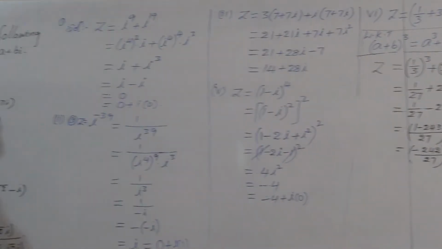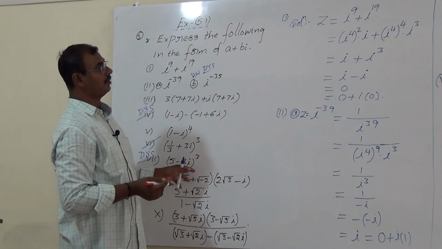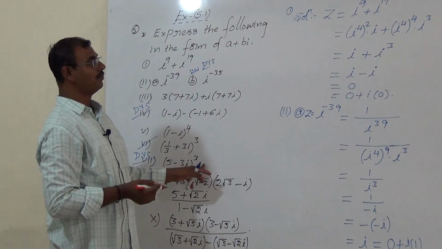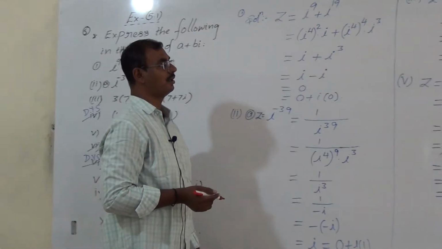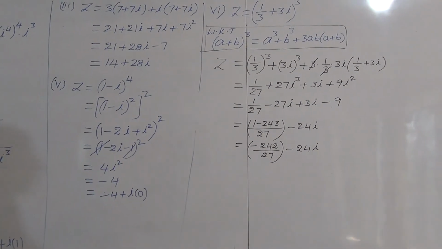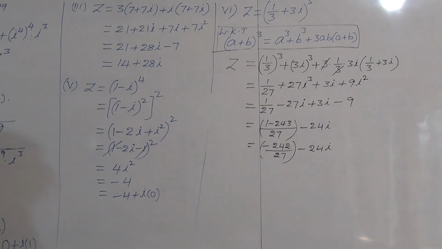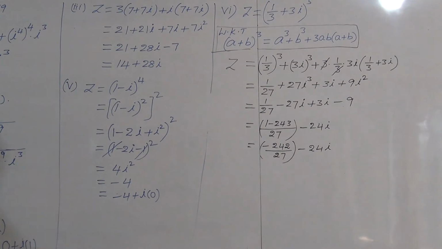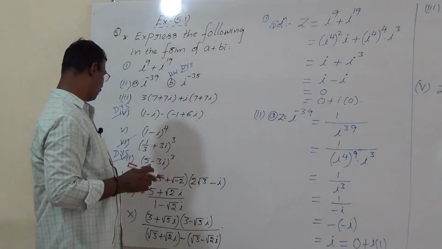So see the question number 7. Question number 7 also we have to use the (a minus b) whole cube formula. So remember (a minus b) whole cube is equal to a raised to 3 minus b raised to 3 minus 3ab of (a minus b). So use that formula, we can get (5 minus 3 iota) whole cube.